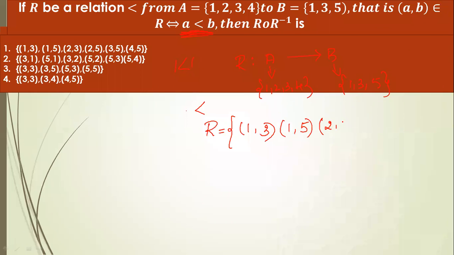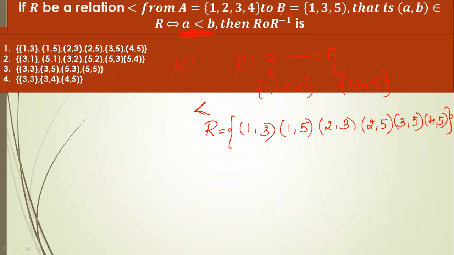So 2 comma 1. Whether 2 comma 1 is possible? No, because 2 is not less than 1. 2 comma 3 is possible. 2 comma 5 is possible. Next, if you take 3, 3 comma 5 is possible, and 4 comma 5 is possible. So these are the elements in the relation where the relation is defined as less than. The first element should be less than second element.